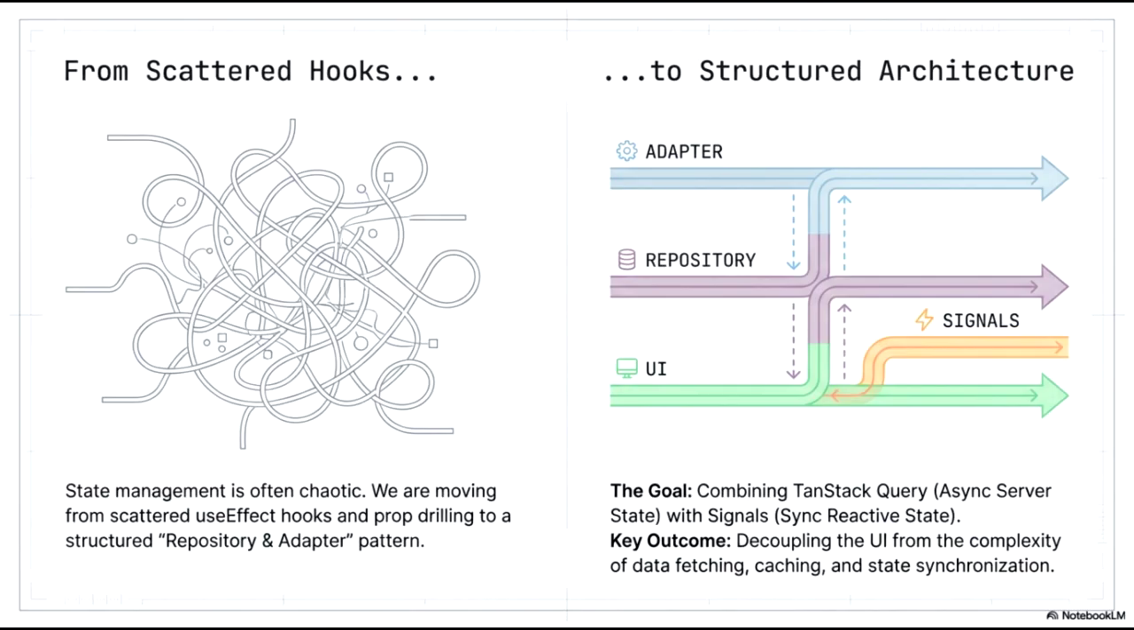The key outcome of this transition is total decoupling. By moving logic out of the component layer, we protect the UI from the inherent complexity of data fetching, caching, and state synchronization, leading to a much cleaner and more scalable codebase.